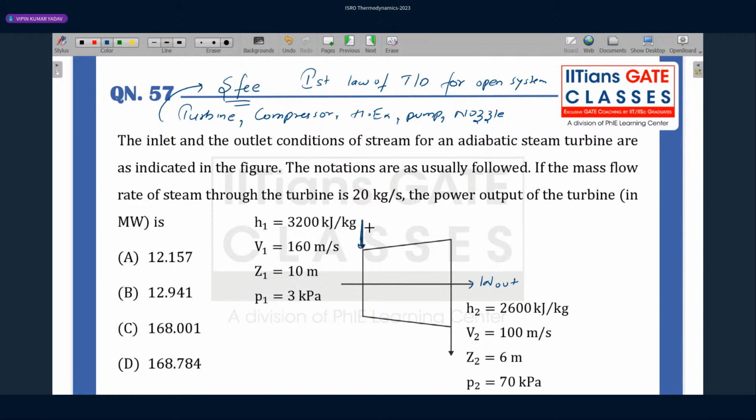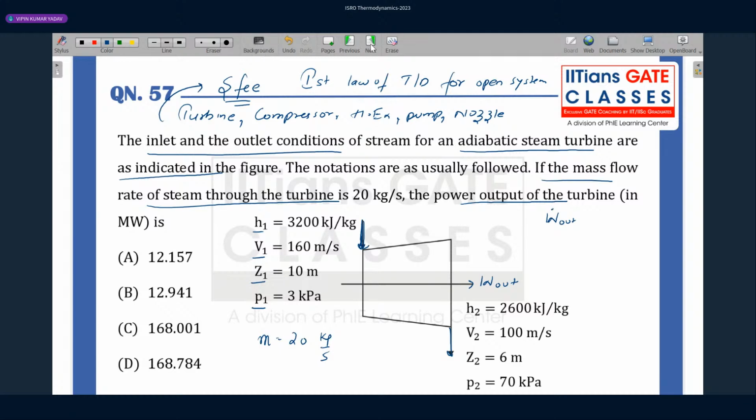These are the inlet conditions. The inlet and outlet conditions of the steam for an adiabatic steam turbine are indicated in the figure. So this is in: H1, velocity, potential difference, pressure, and this is out. If the mass flow rate of the steam through the turbine is given as 20 kg per second, I need to find the power output of the turbine, that means the work output. Basically it's simple. We have to apply steady flow energy equation.